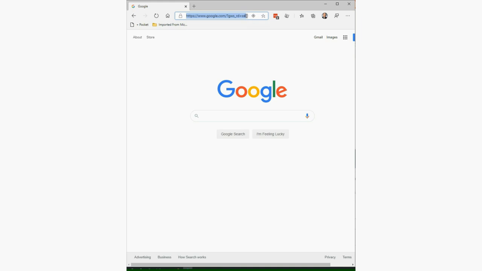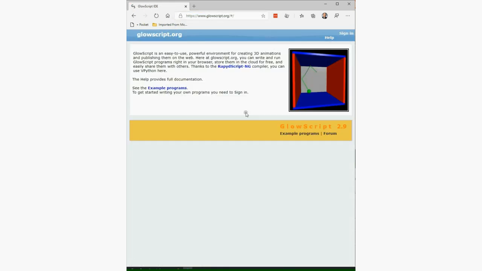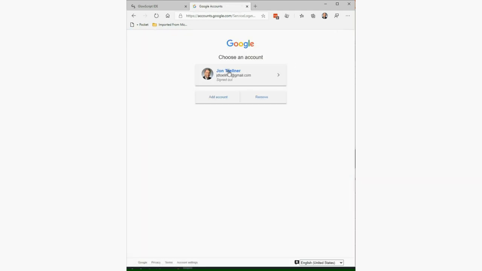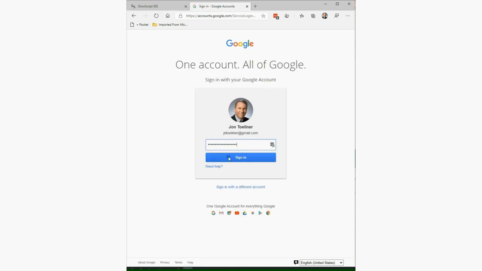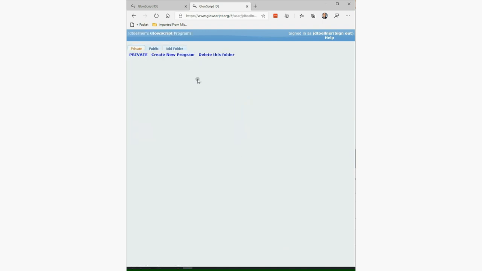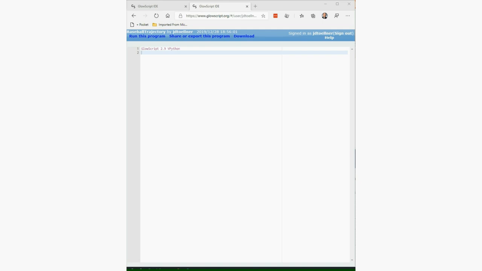So the first thing I want to say about VPython is you can run it within a browser. So if you go to glowscript.org, there are a number of sample programs. If you create an account like I did, you can log in. And here's how you create a program. You click on create new program, and I'll call this baseball trajectory. This first statement shows up automatically. It needs to be there. And then here's how you import VPython.